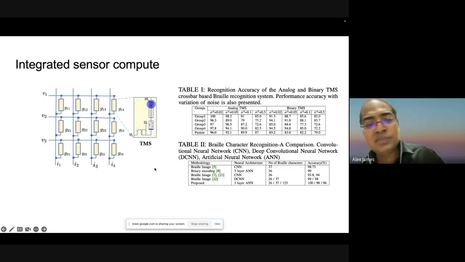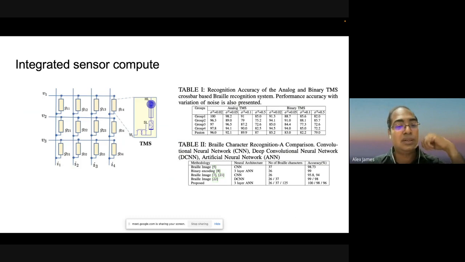Another work that we recently showed was one for braille character recognition. There was a possibility to integrate the sensor along with the resistive system all together into a single cell, and we could see that with a 3-layer ANN integrated into a touch sensor, one could recognize braille characters with very high accuracy.